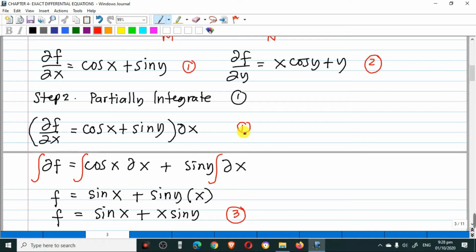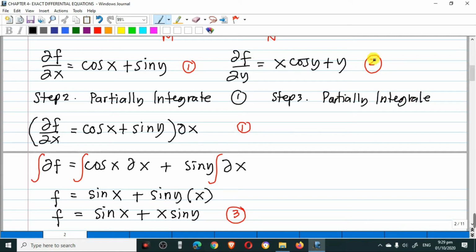So, let us do step number 3. I will do it here on the right side. In doing step number 3, we also need to do the partial integration of equation number 2, which is this one.